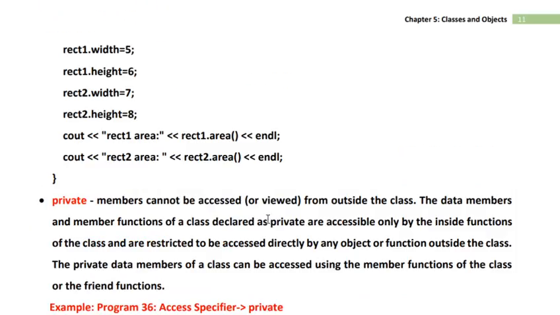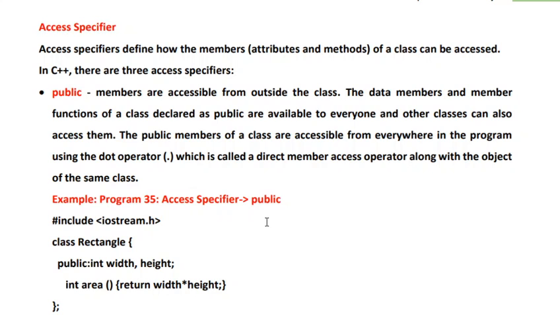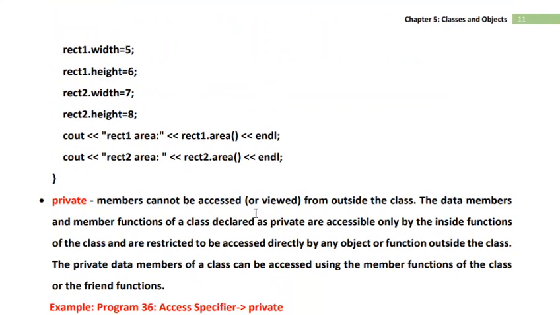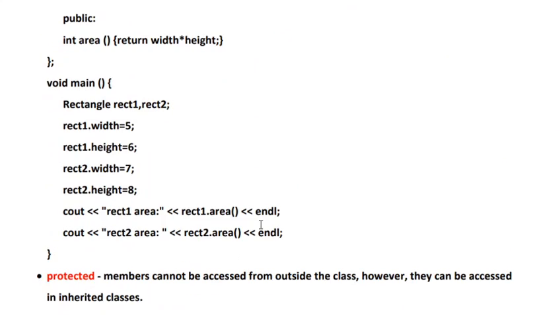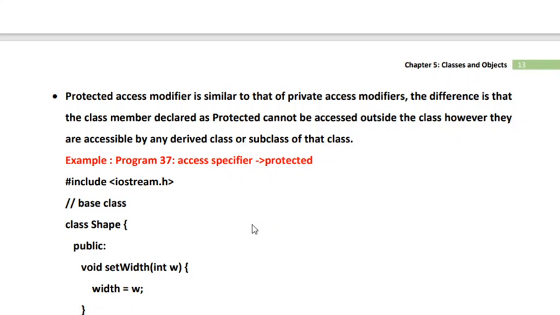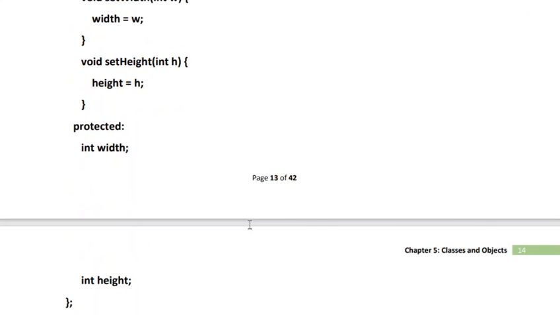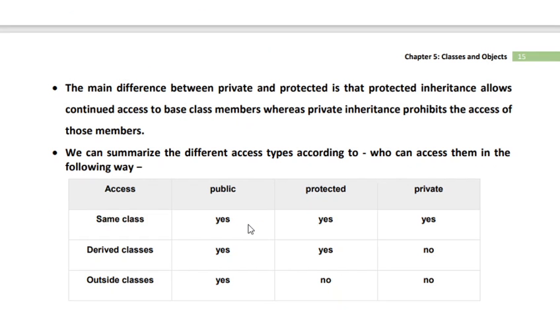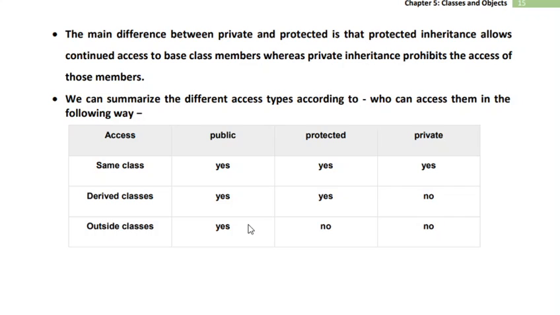In today's class, we have learned about what an access specifier is. We have learned about the public access specifier, the private access specifier, and the protected access specifier. We have learned about the differences between the public, protected, and private access specifiers, and we have tried to understand them with the help of examples. Then we created a summary of the different types of access that can be provided by different access specifiers. This is very much important, so you need to remember it.